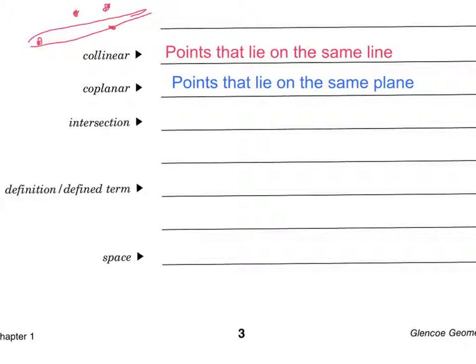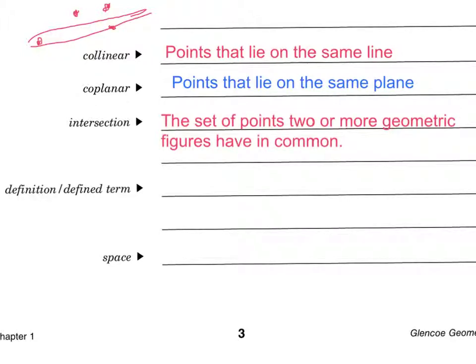Okay. Moving on. Next we need to talk about what intersection is, and that's very important. Here we go. The set of points two or more geometric figures have in common. So it could be like find the intersection of line A and line B, or find the intersection of plane X and plane Y. We can even be more specific and find the intersection of plane X and line Y. So it can be two or more things coming together, seeing where they cross. That's an intersection, just like the intersection of a street.